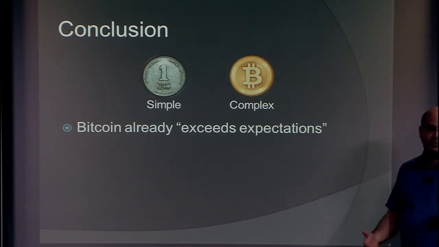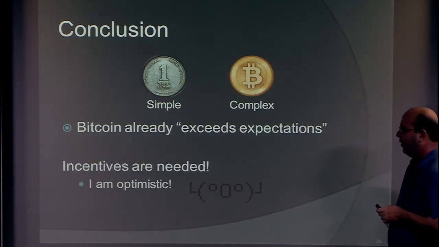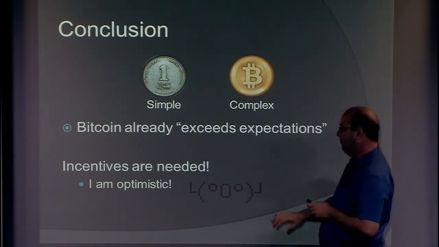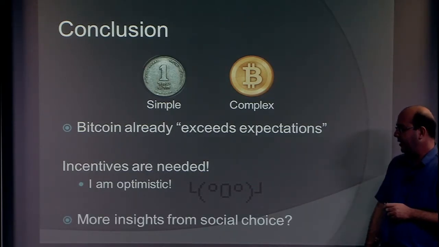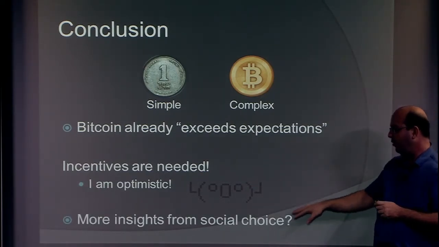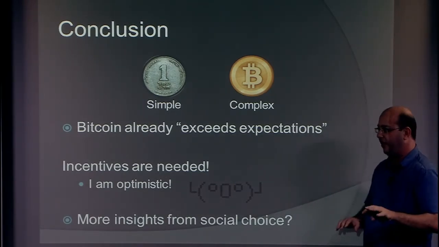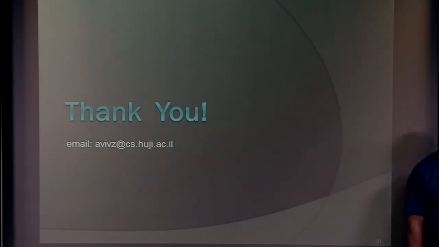And it's not a surprise that we find a lot of these issues with it. So we still need a bunch more work on incentives, and I'm really optimistic. I think it can be done. I think the system can be made to work. And there may be deeper connections between what I've shown you in social choice that we're still working on figuring out. All right, I'll stop here. Thank you.